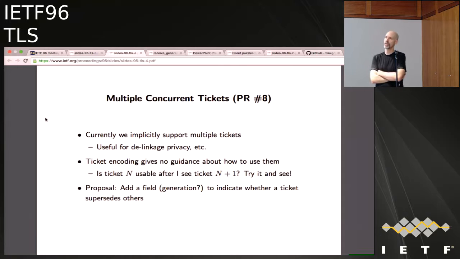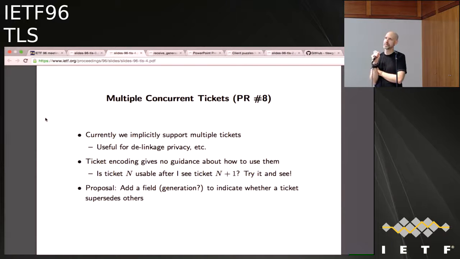So this is DKG. The reason that we want to have multiple tickets available on the client is because you don't want any ticket that you use to be linkable if you use that same ticket twice. Correct. Right? I think that's great. So the client needs to know that there are multiple tickets available to it.